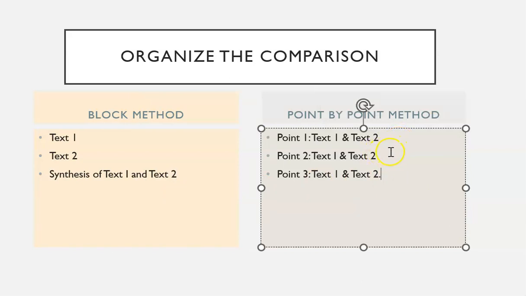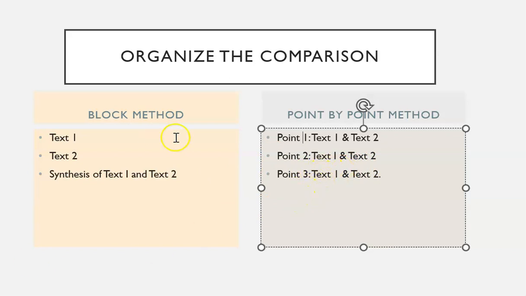The point-by-point method is a little bit more complex on the surface. You're going to talk about both text 1 and text 2 in each of your key points. You might only have 2 points here. You don't necessarily have to have the third one. So it really just depends on how many points you want to discuss. But you might say, similarities, text 1, text 2, differences, text 1, text 2. So you'll talk about Victor and Nora in each of your body paragraphs.